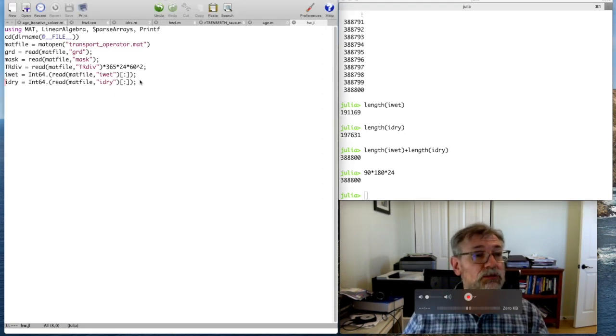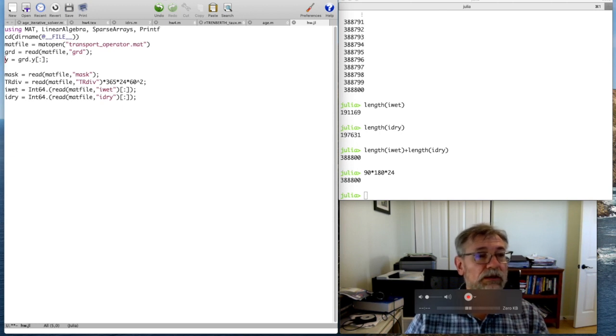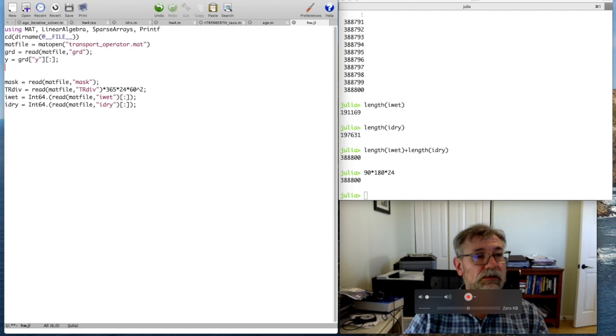All right, and then I'm going to extract from grid the latitude and the longitude. So the latitude is y is equal to grid.y, and I'm going to make it into a column. And then, oh, this is a dictionary, so it goes like this in Julia, not a dot. Grid of y, like that. And x is the longitude, grid x colon, like that.